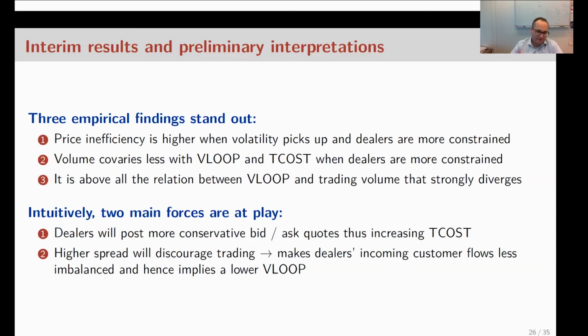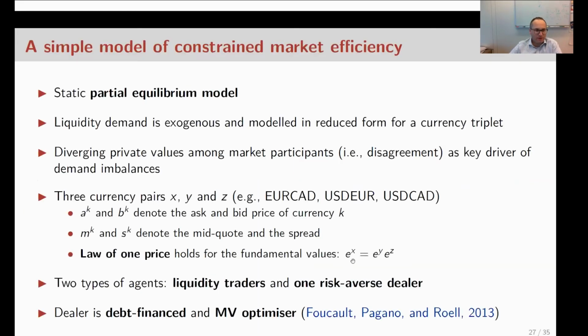And this is an important factor in curbing the inventory imbalance and making the demand less imbalanced. That in turn discourages trading, and so in turn it also leads to a reduction in the V-loop variable, and thereby weakens this relation between PIM and intermediated volume.